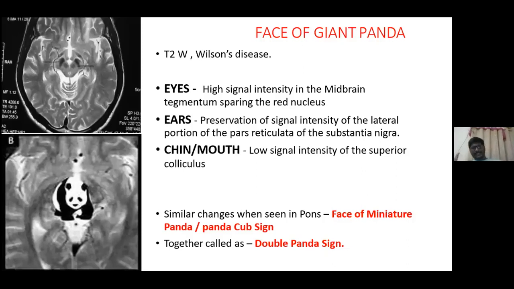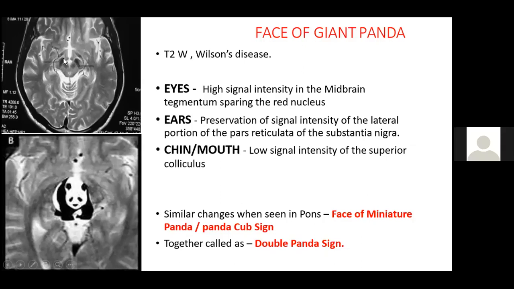Face of giant panda sign. So again, face of giant panda sign and face of miniature panda cup sign, that is double panda sign. This is seen in Wilson's disease. So the moment you see these various hypointensities in the midbrain region, as I already mentioned, this is the cerebral peduncle, this is the tegmental area, this is the tectum, and this is the superior colliculus.